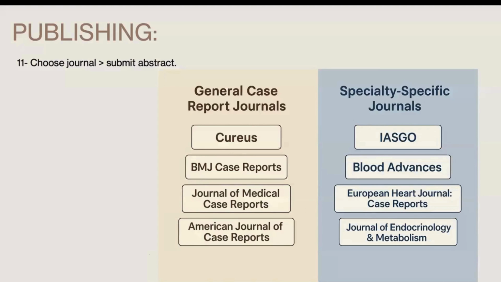You've done everything. You've reviewed it. You have the consent form. You checked the AI checker. You checked your grammar, photos in place, abstract is done. You now want to do the publishing part. There are 2 types of journals. There is generic or general case journals, and there is specialty specific journals.